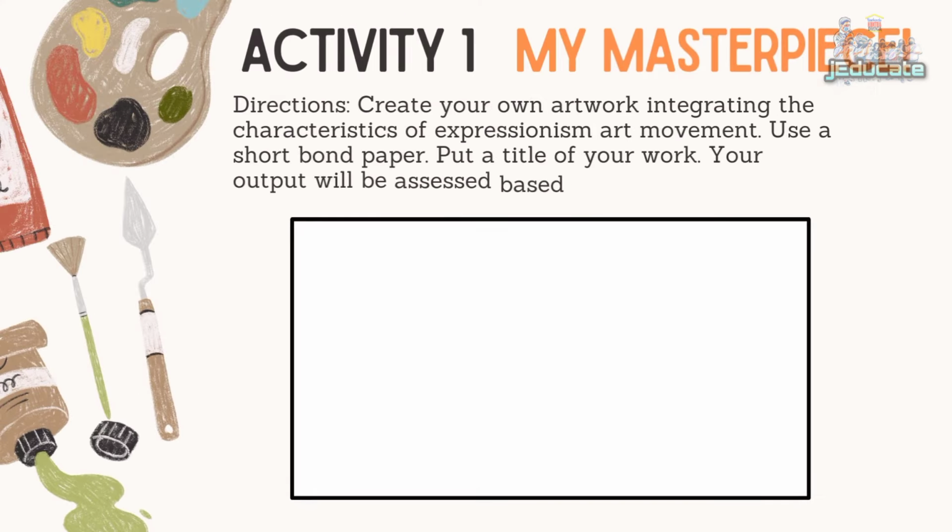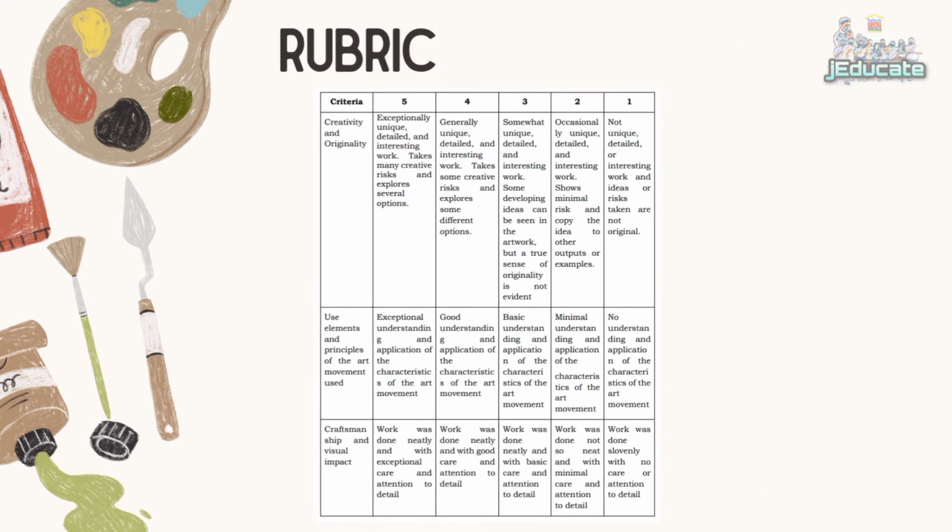For further understanding about the topic, let's have activity number 1, My Masterpiece. Directions. Create your own artwork integrating the characteristics of the Expressionism art movement. Use a short bond paper. Put the title of your work. Your output will be assessed based on the rubric. This is our rubric for activity number 1.